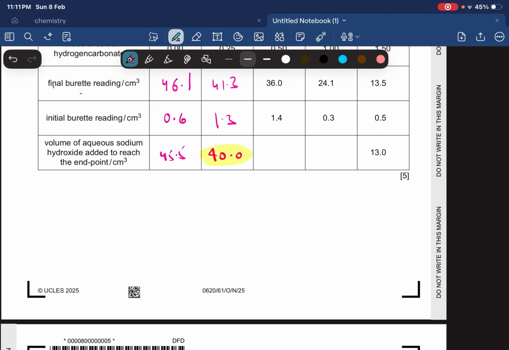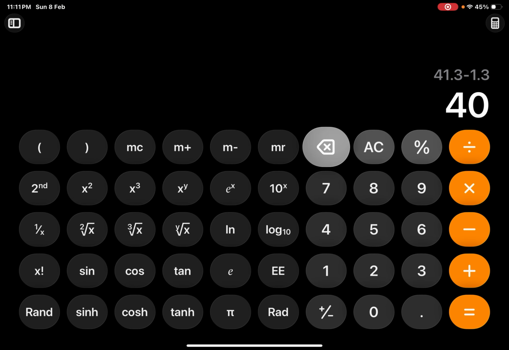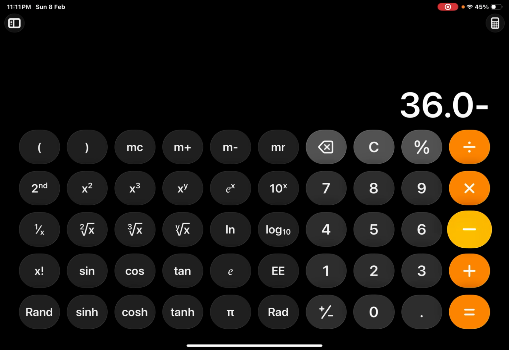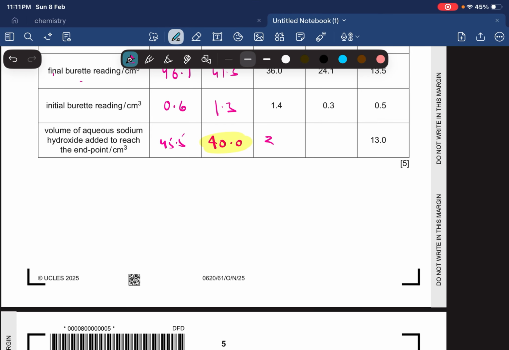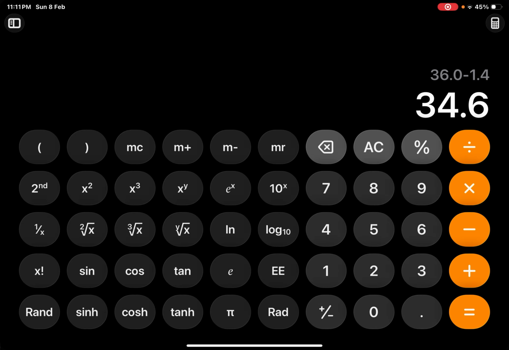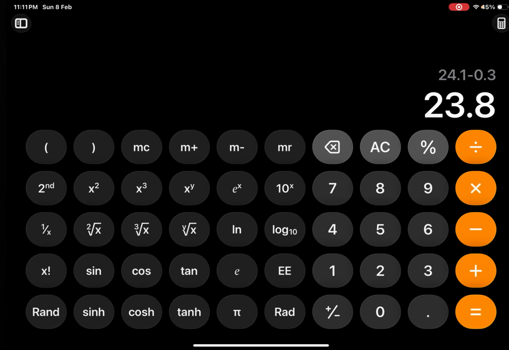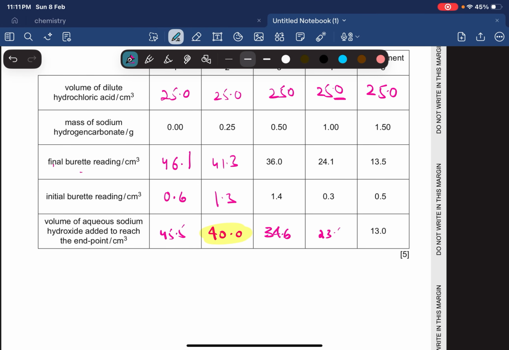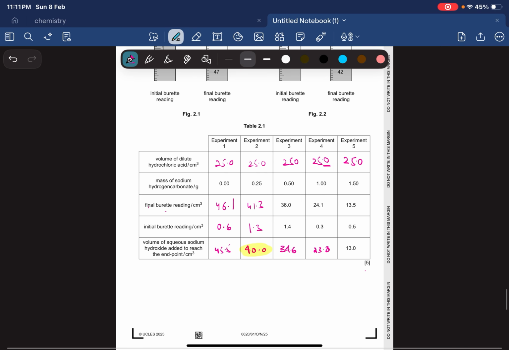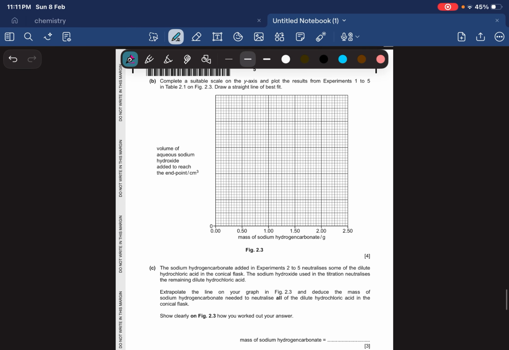36.0 minus 1.4, 34.6. 24.1 minus 0.3, 23.8. Done. 5 marks on your paper if you just fill this up.